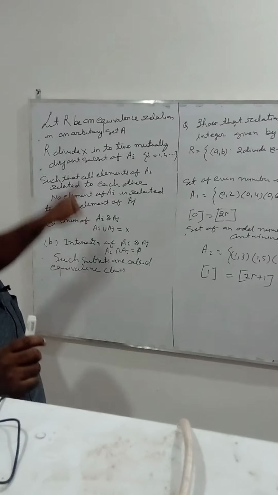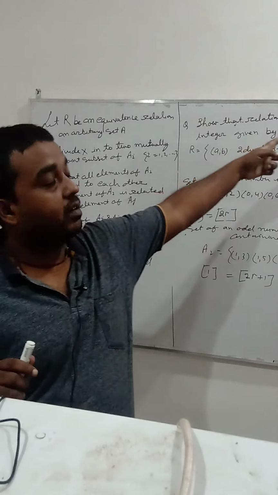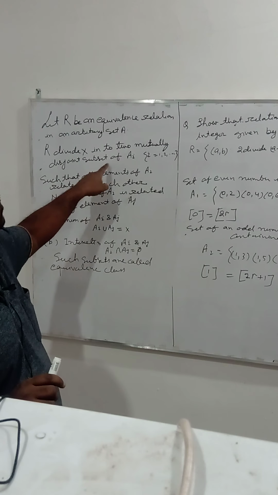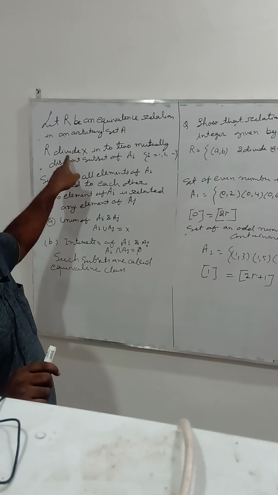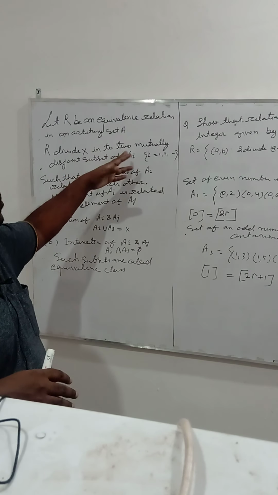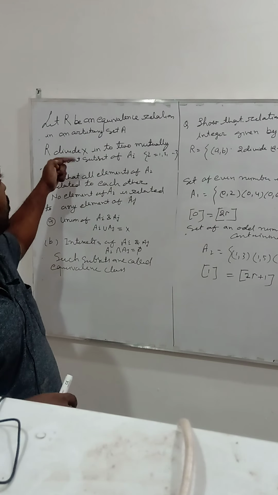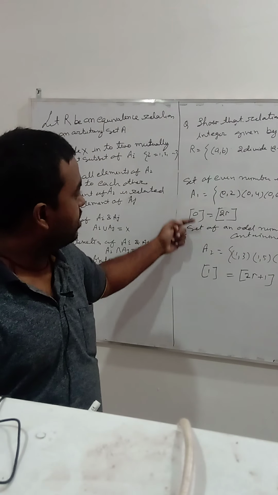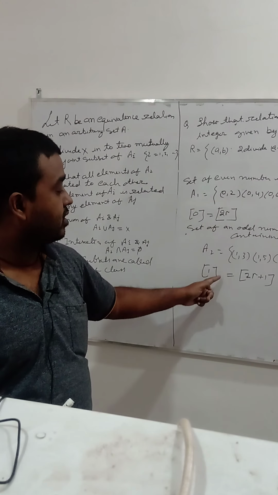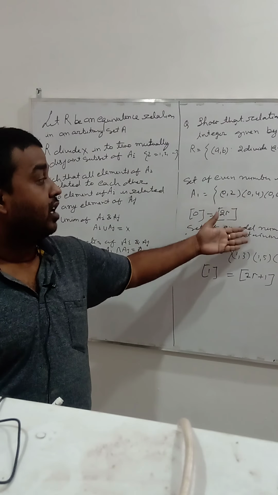Try to understand. Let R be an equivalence relation in an arbitrary set Z, given as the integers Z. Okay. R divides Z into two mutually disjoint subsets, A1 and A2. R divides means under relation R, Z is divided into two mutually disjoint sets. Look here, this is A1 containing 0 and this is A2 containing 1; this is the even number set and this is the odd number set. They are two disjoint sets.